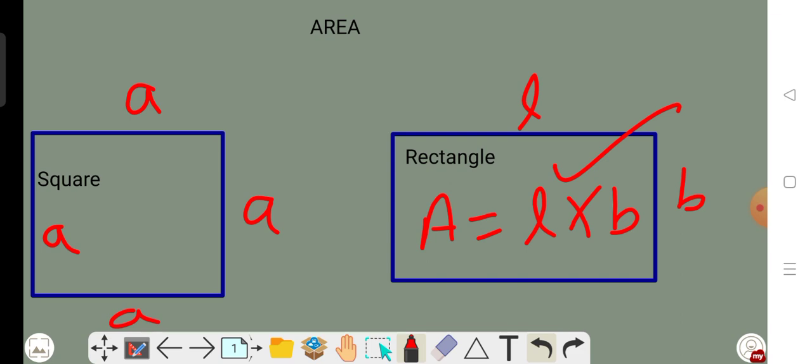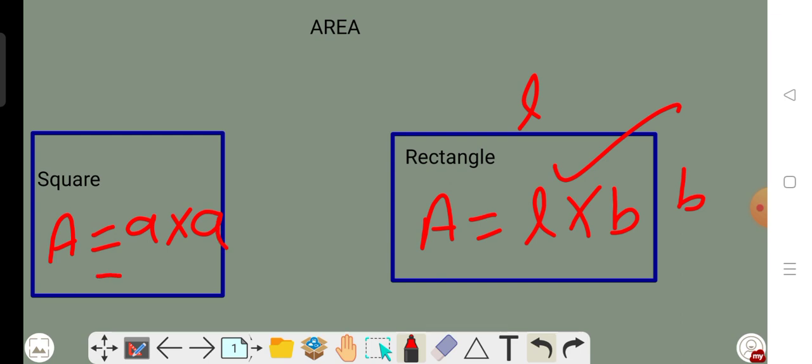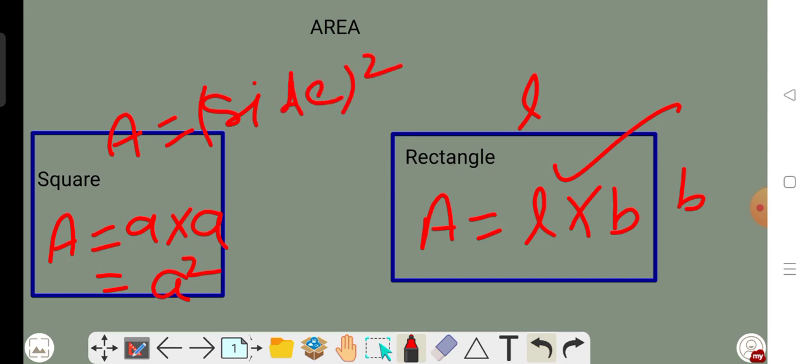So if we apply this formula to the square, what will be the value of area? The area is length, that is also a, and breadth, that is also a. Length multiplied by breadth, and we can write this as a square. Or in other words, you can write that the area of a square is equal to the square of the side of the square. Okay. So this is the formula for calculation of the area of a square, and this is the formula for the calculation of the area of a rectangle. Clear?